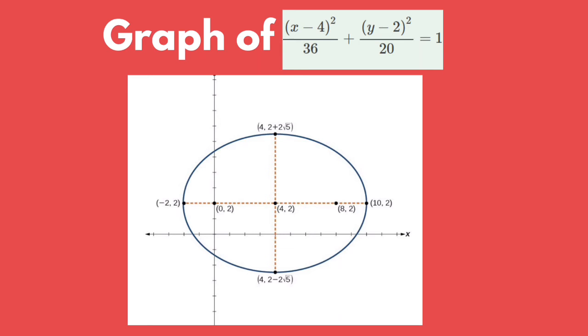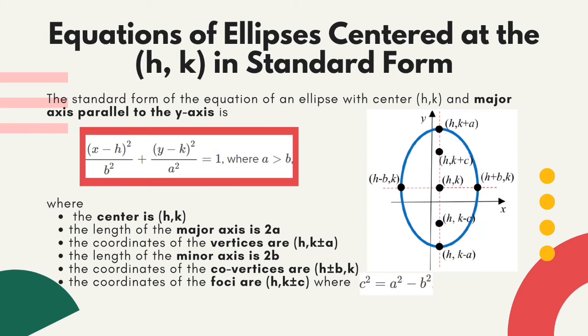The standard form of the equation of the ellipse that is not centered at the origin and whose major axis is parallel to the y-axis is the quantity of x minus h squared over b squared plus the quantity of y minus k squared over a squared equals 1, where a is greater than b. Still, the center of the ellipse is h, k, which can already be seen on the equation. The length of the major axis is still 2a, while the minor axis is still 2b.